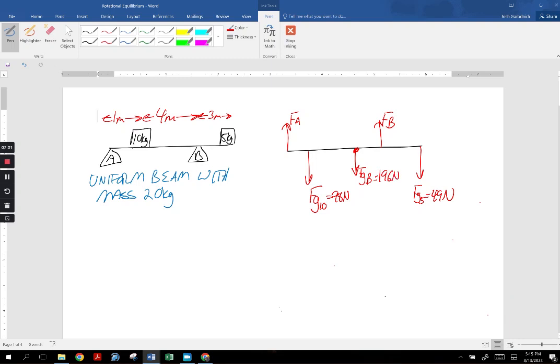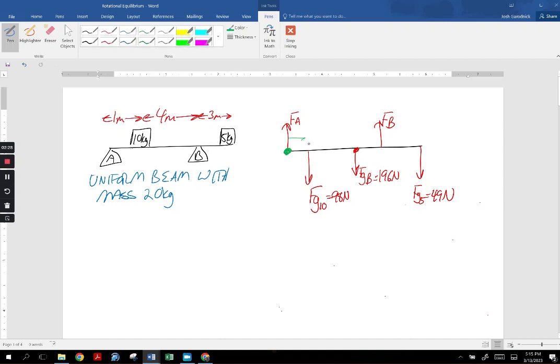Terrific. Now, step 2 is to choose a pivot point or a reference point. It's a point about which you are going to pretend that this object could be rotating. And you'll want to choose a location where you have at least one unknown. And right now our unknowns are FA and FB. Choosing a reference point on the end here seems more appealing to me because I could take all my distances with respect to this end here.